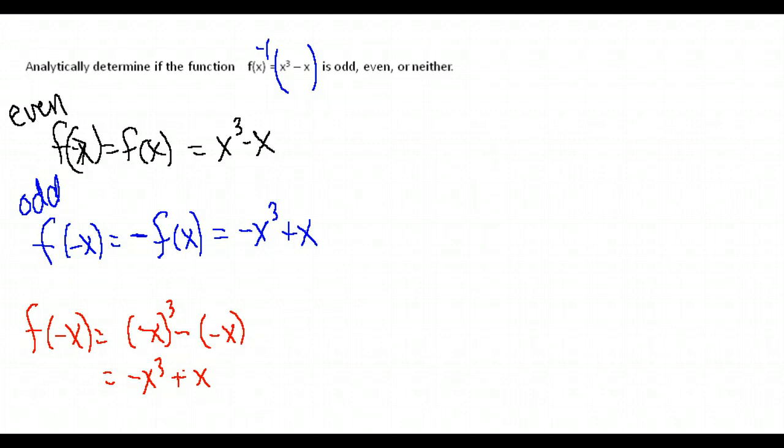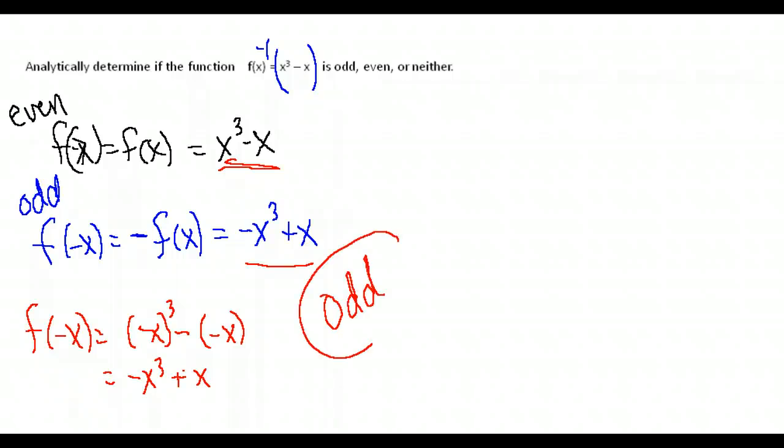So do we have odd, even, or neither? Well, it's not the same as our original function. It has the wrong sign, so it's not even. Is it odd? It is odd. It's exactly the same as our function. It just has been multiplied by negative 1. So this one is odd.